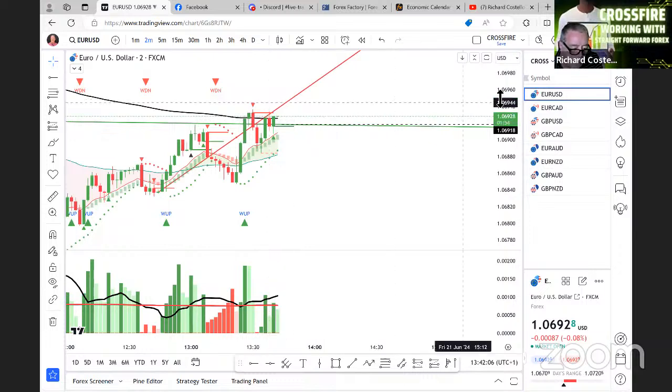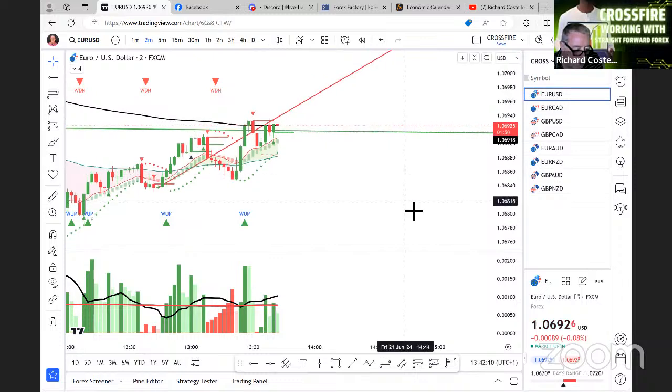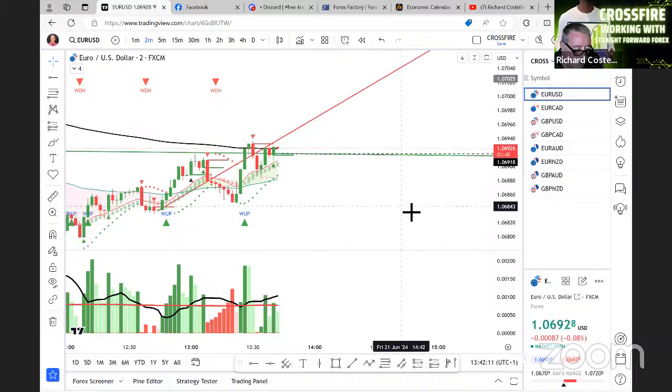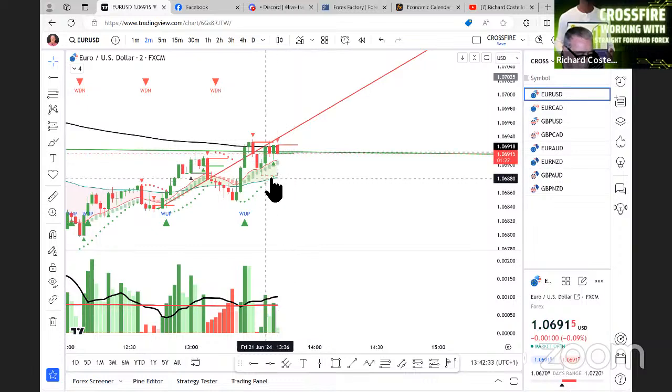So I want to set an alert. Don't want to have to sit and watch the charts all afternoon. I want to know when price gets above this red trend line. If we're going to get in for a buy, I want price to get above that red trend line. If we're going to get in for a sell, I would want price to be below that red dash line there, because that's the vertical structure.